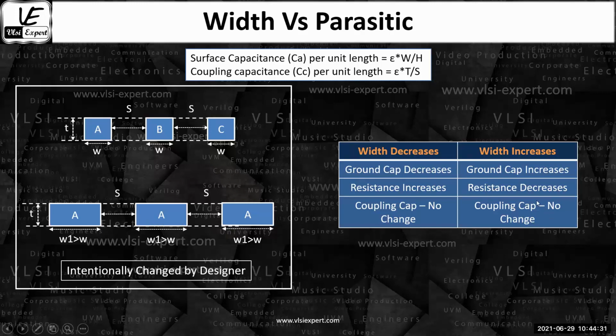But from the coupling cap point of view, the coupling cap is epsilon T by S. That's per unit length, remember. Here we are not changing the thickness of the wire. We are not changing the spacing between the wires, because that's an intentional change, and we will make sure that the spacing between the wires is not supposed to change. So that means in the coupling cap, there is no change.